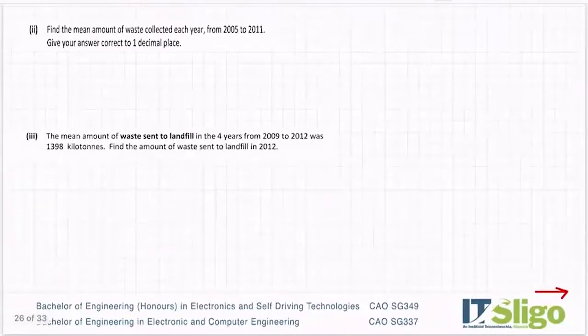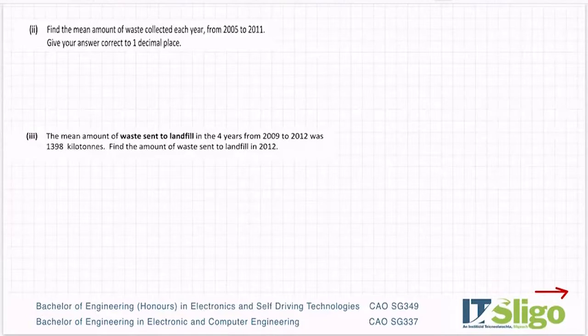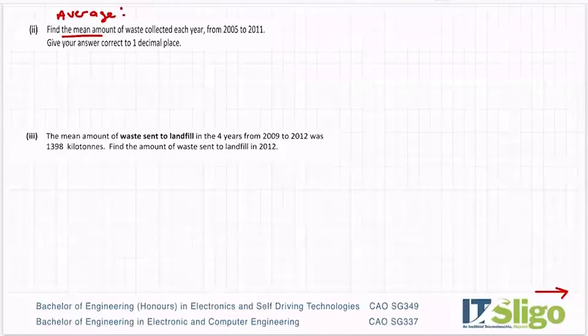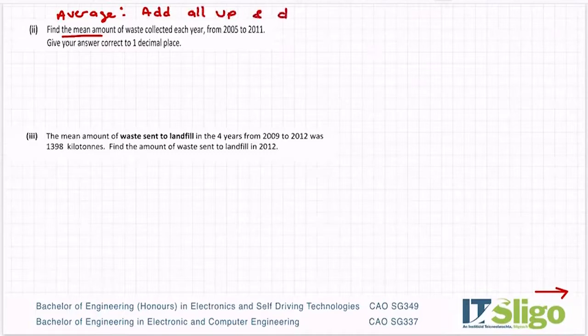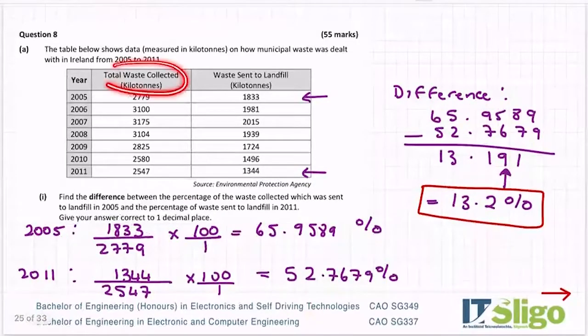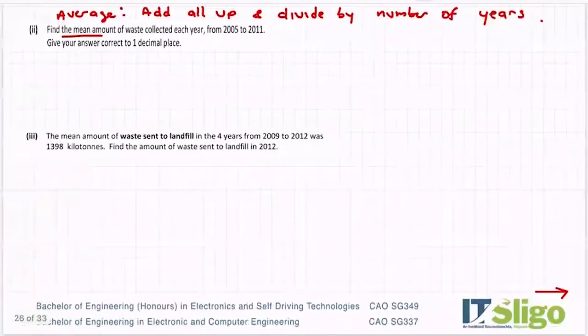Find the mean amount of waste collected each year from 2005 to 2011. Okay, so a bit of stats in this one. The mean is another word for average, okay? So to get the average, we add all up and divide by the number of numbers, or the number of years in this case. So find the mean amount of the waste collected, so not landfill, but waste collected from 2005 to 2011.